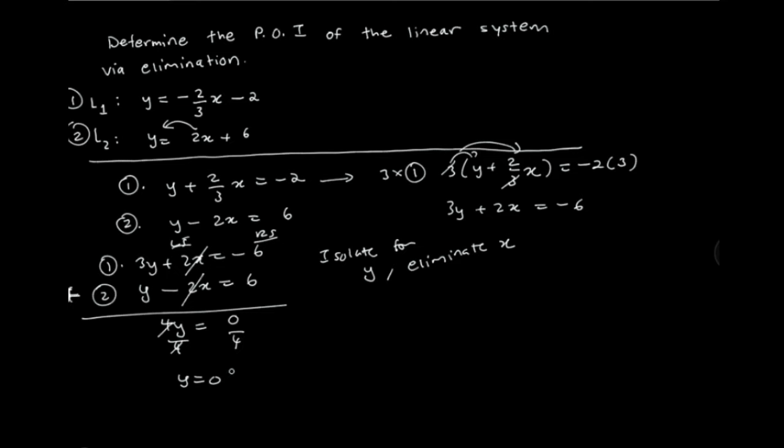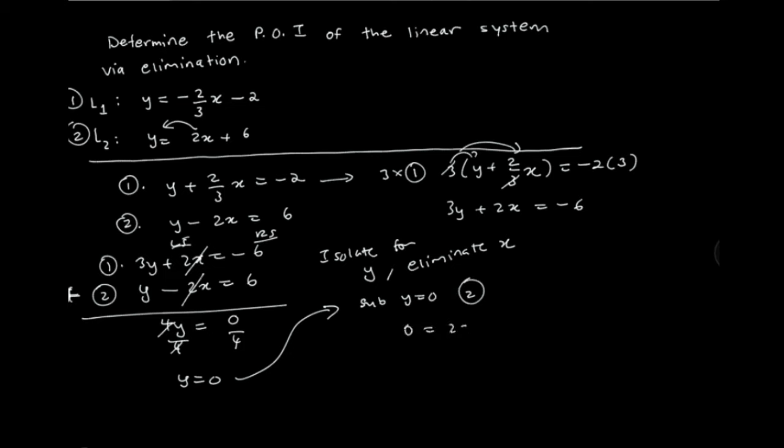Okay, so once we know what y is, we want to substitute back into the equation to solve for x. We know that at the point of intersection, both equations will have the same x and y value for the point, right? So that point will lie on both lines. Now if I have y is equal to 0, I'm going to substitute y is equal to 0. You can use either equation. I'll use equation 2, right? Y here is equal to, whoops, y is 0 in this case, sorry.